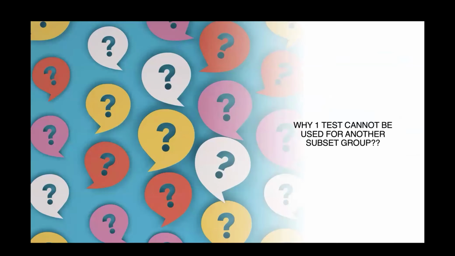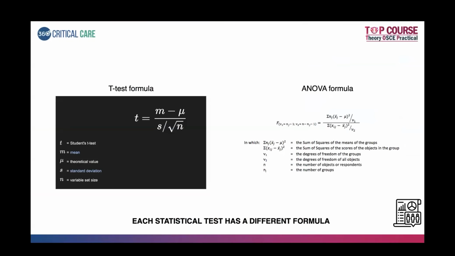And as I said, why one test for another? Each test has a different formula. During our community medicine days, we were never exposed to this area at all, so we do not know about it. But when I looked into these factors, I felt that this was one of the reasons why they say you are not supposed to use one test for a specific subset of patients. Like you cannot use an unpaired test in a paired set of patients, or a paired test for an unpaired set of patients.